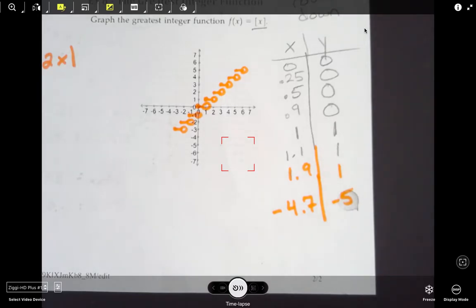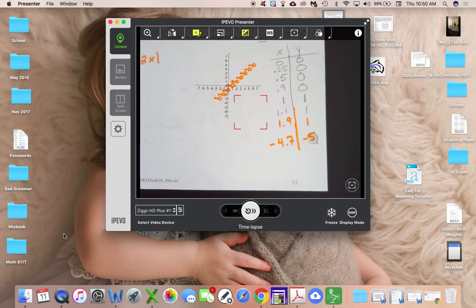And then you can stretch, compress, move it up, whatever, all that good stuff. But that's what the basic greatest integer function looks like. There you go. Anything else I need to add to that? Okay, we quit.